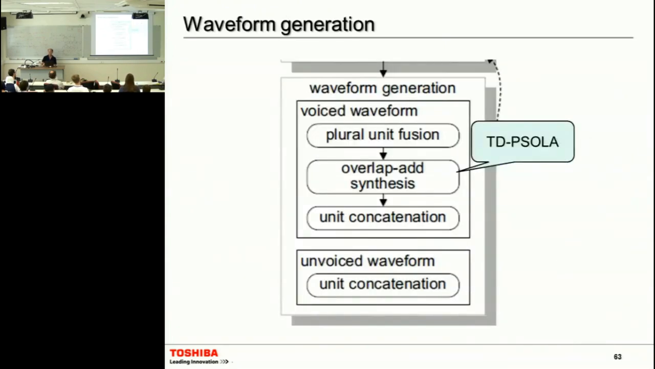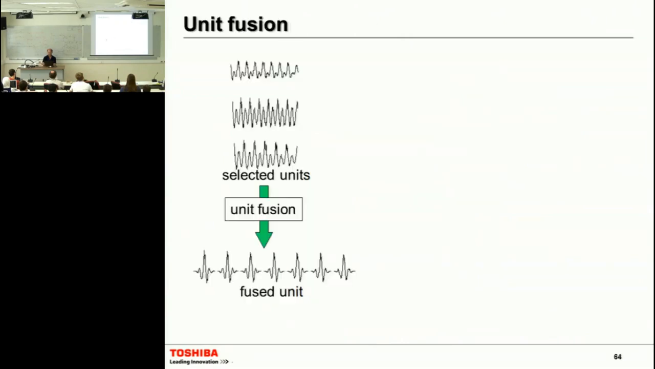Then unit fusion is done like this. So we fuse several units into one. Then, after that, we apply overlap and add process to synthesize the speech signal for voiced part. For unvoiced part, we just apply unit concatenation. Okay, so unit fusion is done like this.